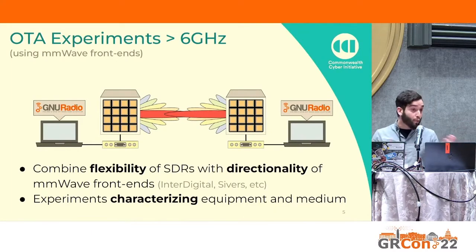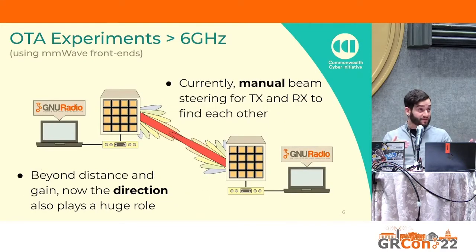It's amazing and it works. And it's great for characterizing the environment and the equipment. Some people even do this for creating some sort of radar equipment, even inside of GNU Radio, and it's wonderful. But as you start playing around with this, you soon realize, okay, if I move my radios around, not only do I have to worry about the gain and whatnot, but now the direction that I point my signal is also important. So you need to steer your beams from both the transmitter and receiver so they can find each other.